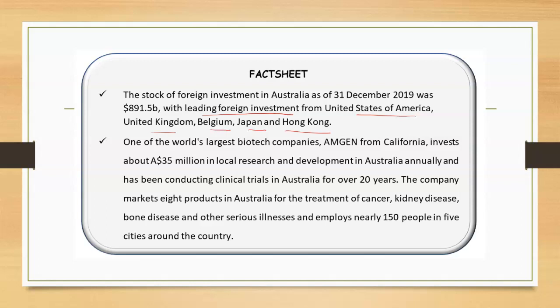Another example that I can show you here is Amgen in Australia. Amgen is a Californian company, and they have spent lots of money in Australia, particularly to conduct clinical trials relevant to treatments of cancer and other diseases. All this helps to expand Australia's medical field. That's how it benefits Australia besides GDP.